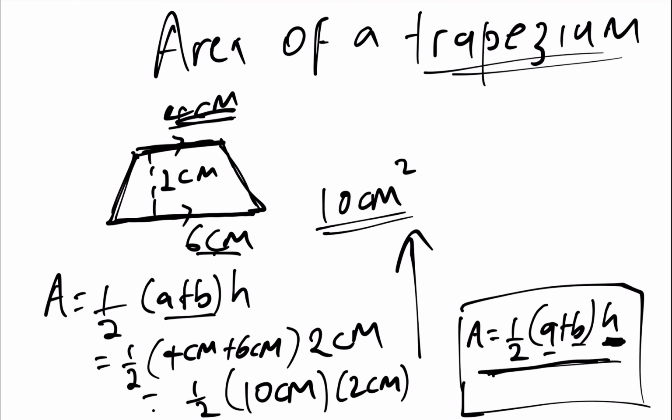Then we just plugged in: 4 plus 6, multiplied by the h, which is 2. Then we simplified and got 10 centimeter squared. We have to remember that the unit now will be centimeter squared, not centimeter, because centimeter times centimeter gives us centimeter squared. 1 centimeter times 1 centimeter is 1 centimeter squared.